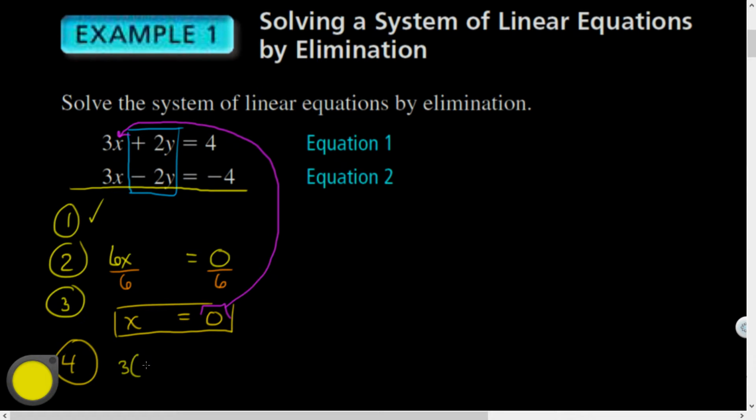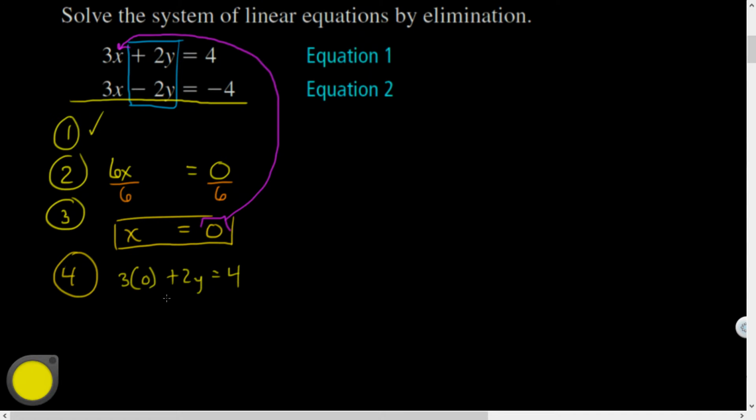So I'll have 3 times 0 plus 2y equals 4. And 3 times 0 is 0, so that's just 2y equals 4. And how do I solve for y? y is being multiplied by 2. What's the inverse? Divide both sides by 2. So I'll have y equals 4 divided by 2 is 2. So my solution is the ordered pair (0, 2). Lovely, lovely.